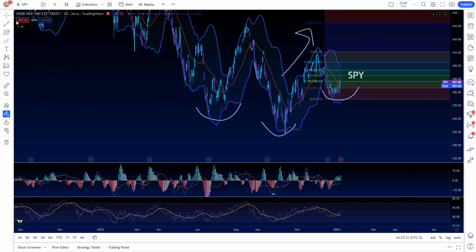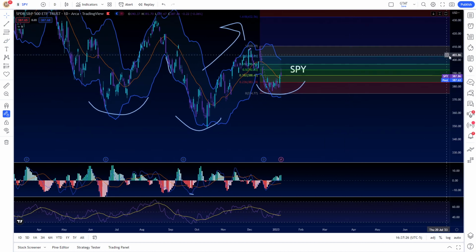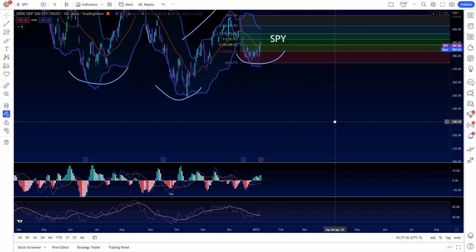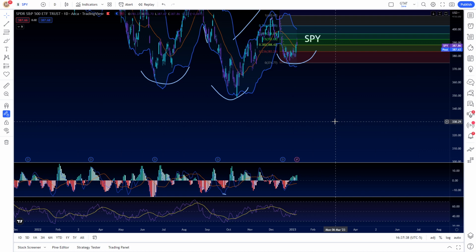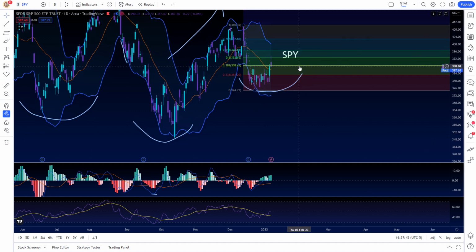But in general, like I said, my overall bias for the year is we should be falling much, much lower. We should be making new lows. We should be breaking below 350, and we should be hitting a recession into at least the end of the year or early 2024. So I'm very, very interested and excited to see how that plays out.